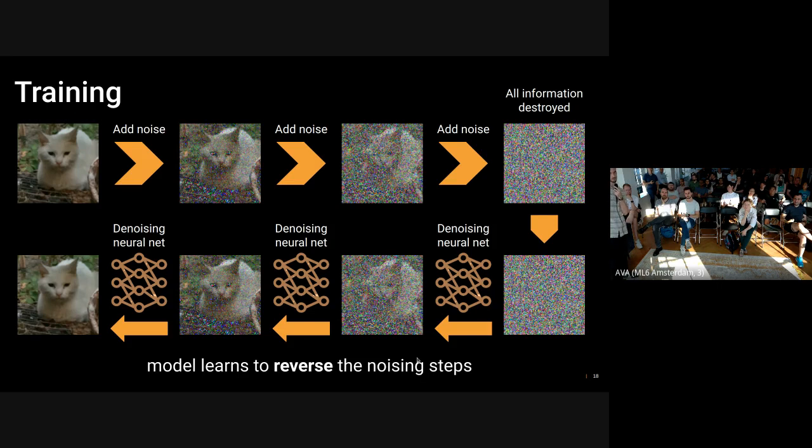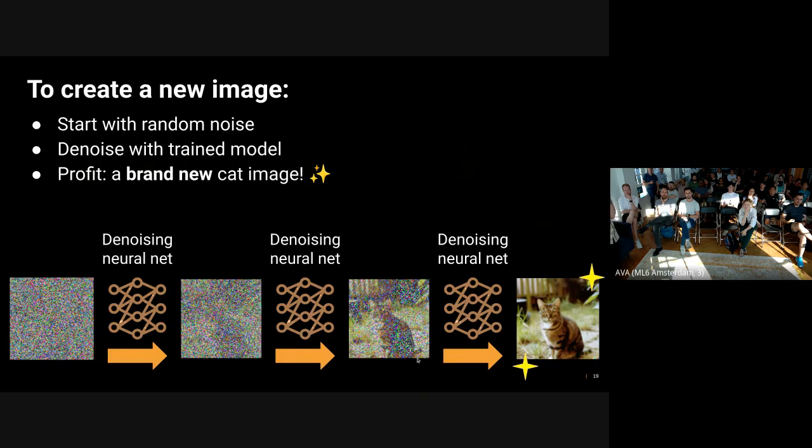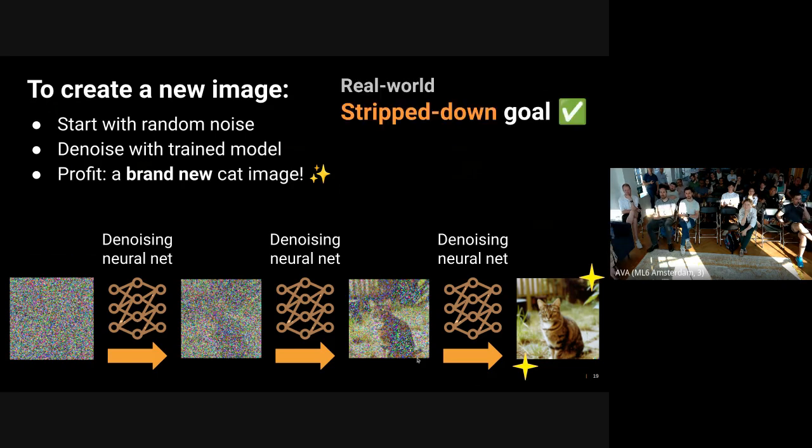So that's what the model learns. And then to create a brand new image, we just give it a different random noise, and the model has learned how to take away noise to finally arrive at a brand new cat image. So that actually gives us the goal we had at the start. Now we have a model that can just generate brand new cat images, which is nice.